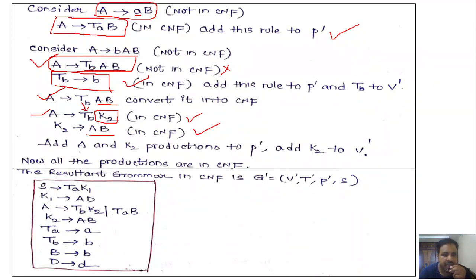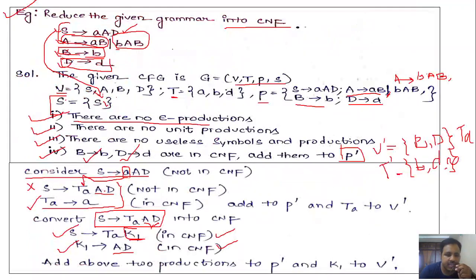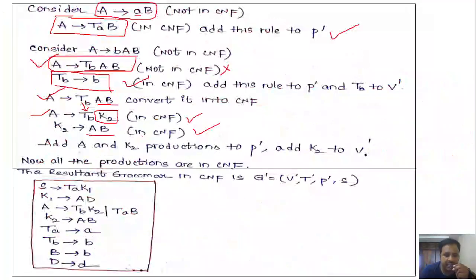Now rewrite all the production rules. So first we represented S denotes small a, capital D with these two. S denotes TA K1, K1 denotes AD. So write that rule. Okay. Next, A denotes small ab. We represented it with A denotes TAB.